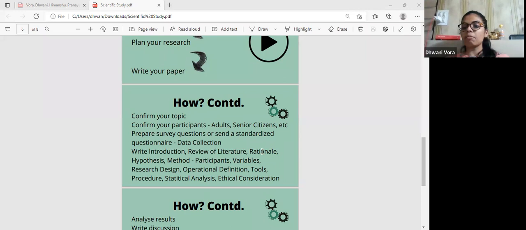Whoever the external examiner is, they will ask us, why did you do this research? What was your reason? So much research has already been done on stress. Why did you do it again, for example? So we should have an answer for that. Rationale is nothing but your reason to do the research.